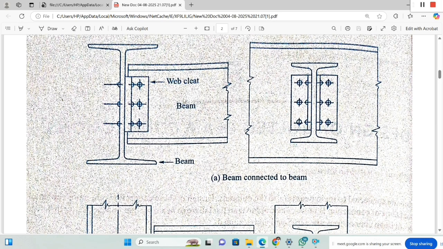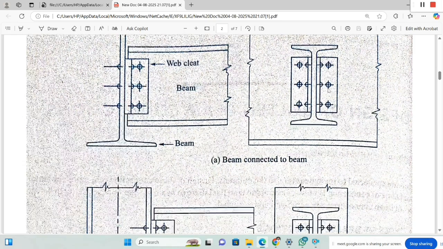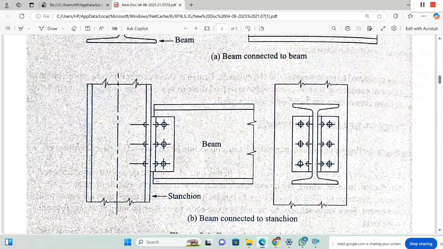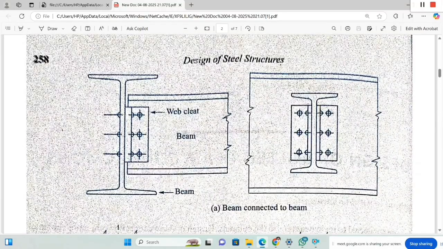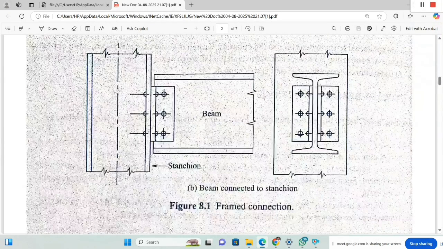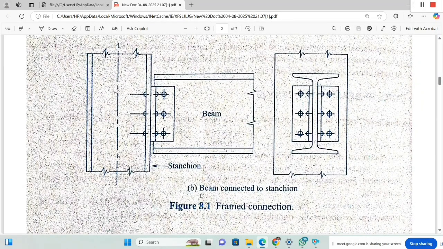So the secondary beam is connected to the main beam by means of a cleat angle or web angle. This is the one angle on one side of the secondary beam, and another angle on the other side of the secondary beam. Here the secondary beam is connected to the main beam, this is figure A. This second one is figure B.